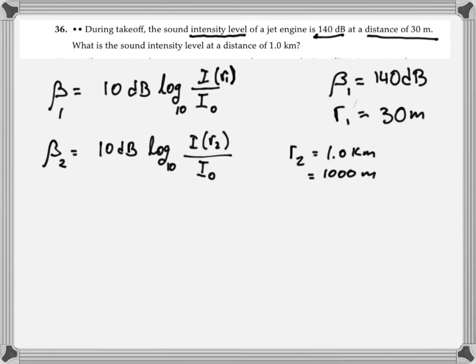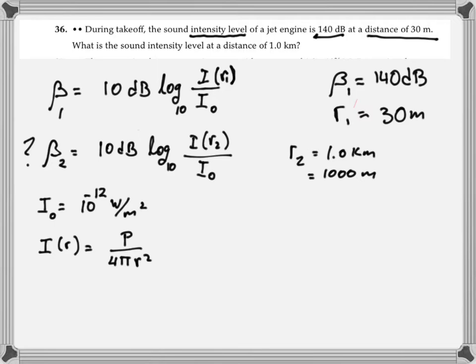For beta 2, the intensity level at the new distance of 1,000 meters or 1 kilometer, using the same equation, beta 2 is 10 decibels log base 10 of the intensity at this new distance, R2, divided by I naught. The problem is asking us to find beta 2. The threshold intensity is 10 to the minus 12, as I said before, so we need to find the intensity. How does the intensity of sound depend on distance?